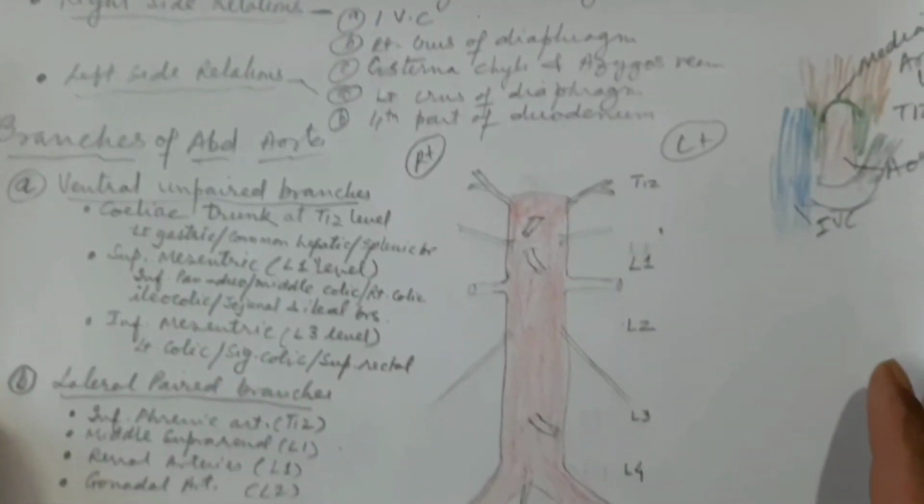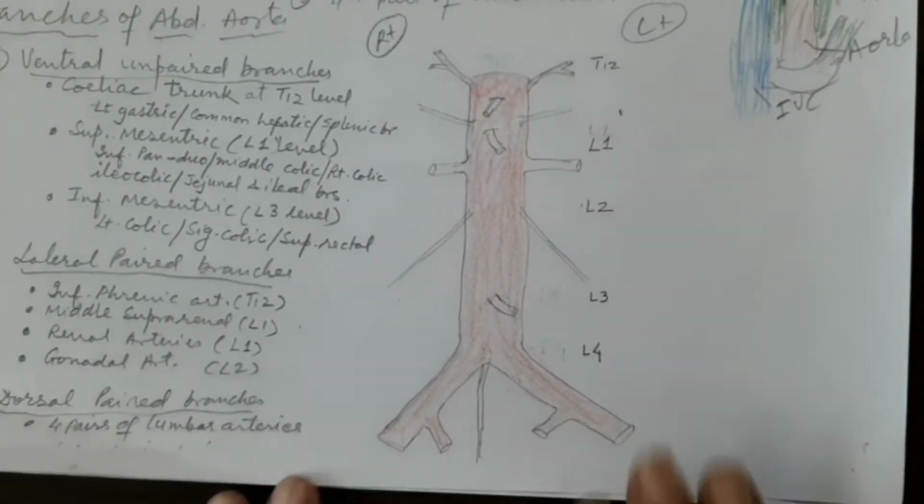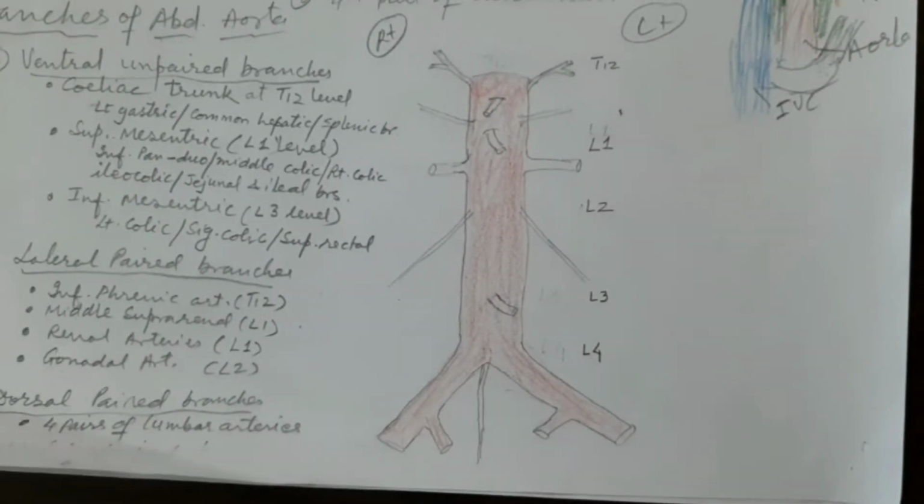Now the branches which take origin from the abdominal aorta may take origin as a single artery, or they may take origin as paired arteries. They may also take origin from the ventral aspect of the abdominal aorta, or from the lateral aspect, or from the dorsal aspect, so these branches are classified accordingly.